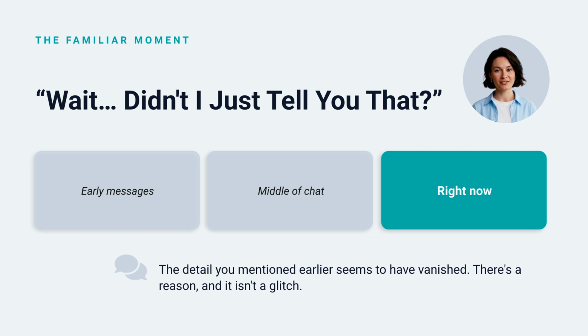But this isn't a glitch. There is a reason for this. It's a built-in limit, and once you understand it, the behavior makes perfect sense.